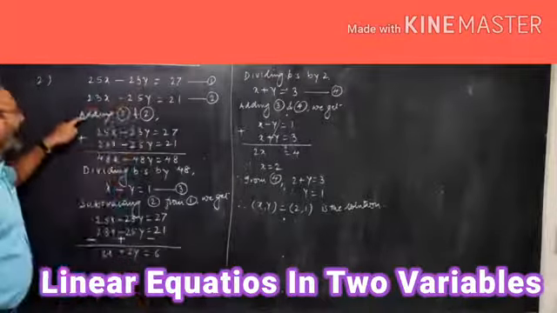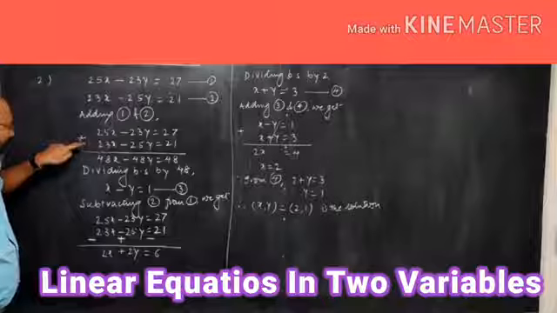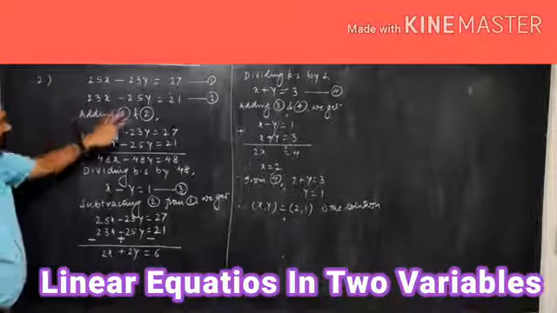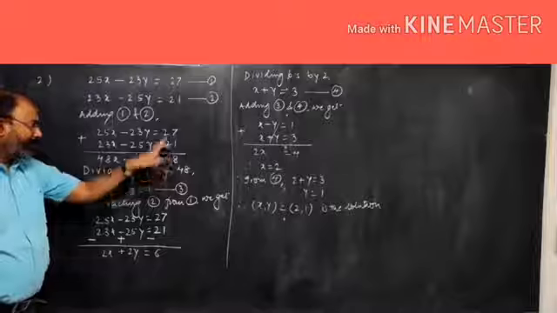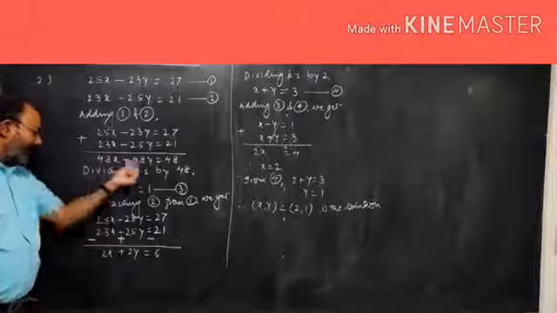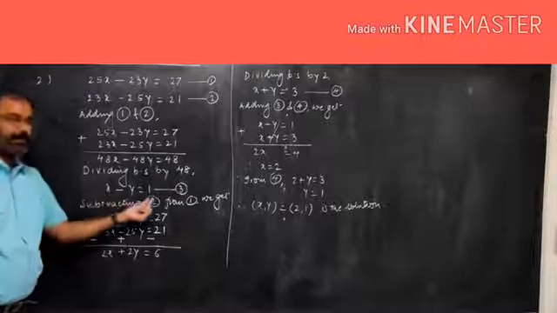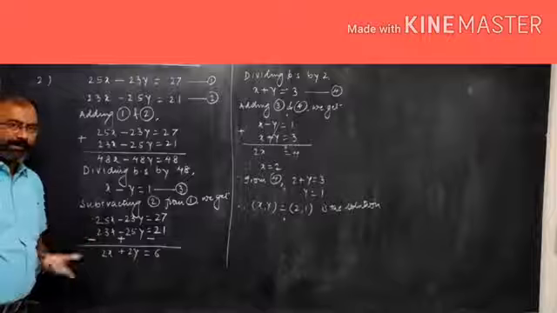So once you have to add these two equations, so I am adding the two equations. Okay, they are written one below the other. We have added 48x minus 48y is equal to 48. Dividing both sides by 48, you get x minus y is equal to 1. 48, 48 will cancel.